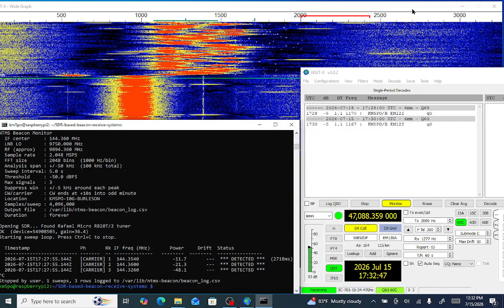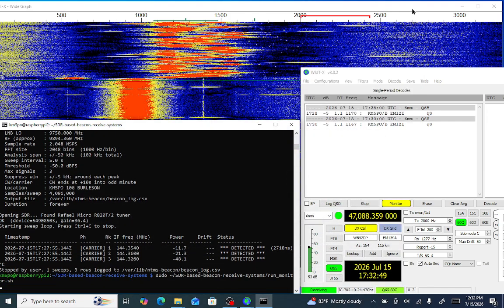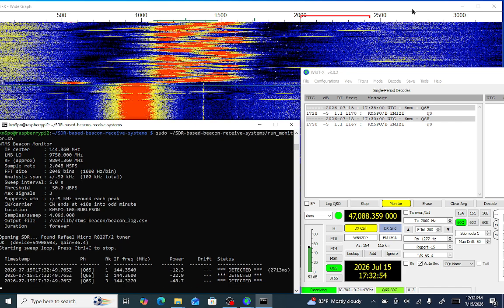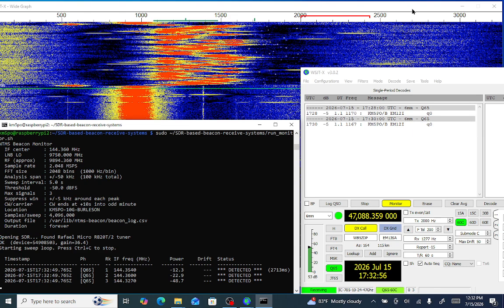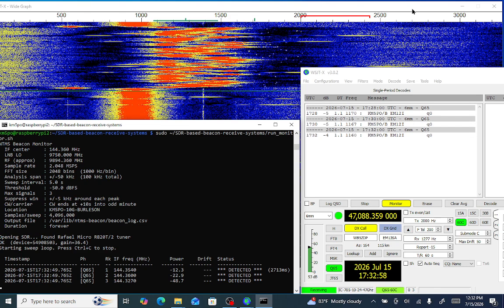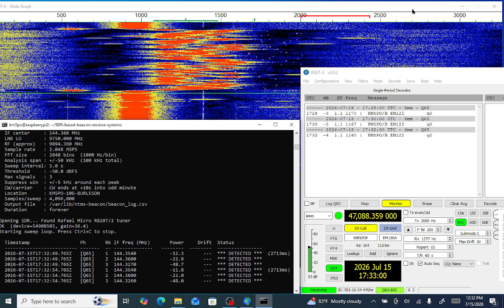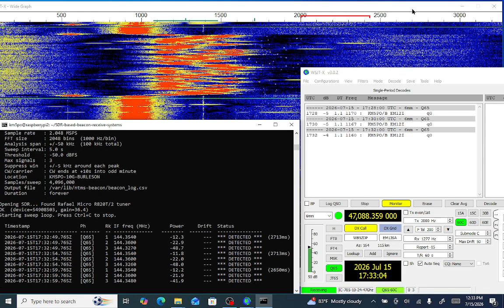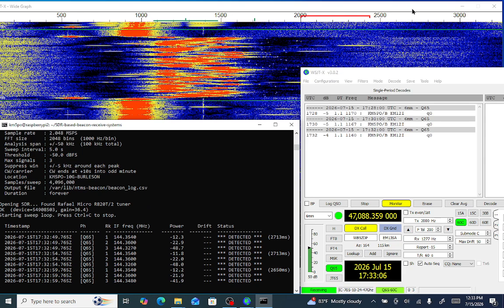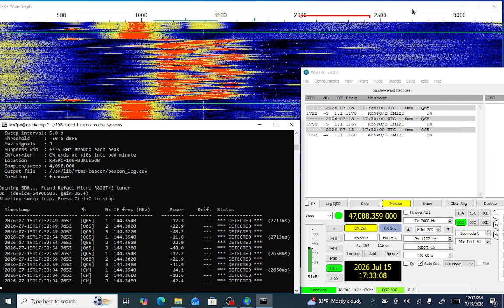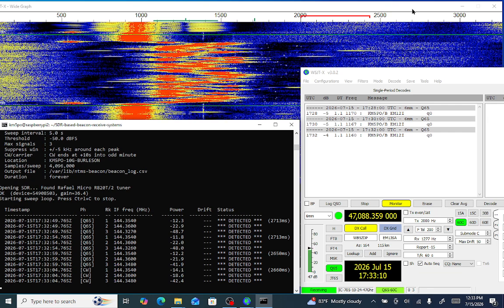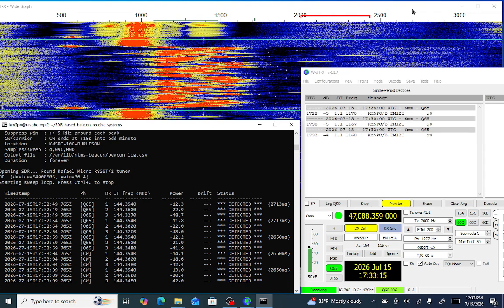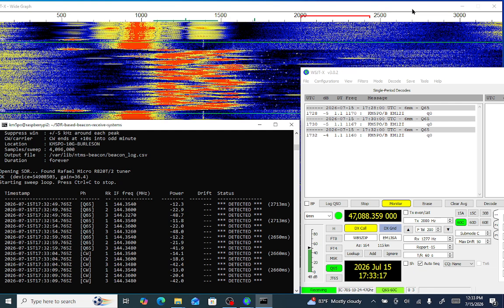All right, we're going to start the beacon monitor, which is here in the lower left-hand window, and we're listening to the first of two different 47 gigahertz beacons. And this one is generating at 47088.359, as you can see in the WSJT window. And here in a moment, I'll change this one to flip it over to the other beacon.